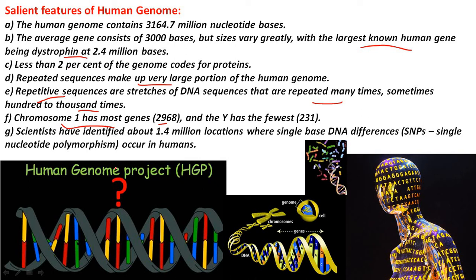I said about 3 into 10 to the power 9 base pairs, and a large number of scientists, technicians, and supporting staff were there, and storage of the data generated requires some 3300 books, each with 1000 pages, and each page having 1000 type letters.